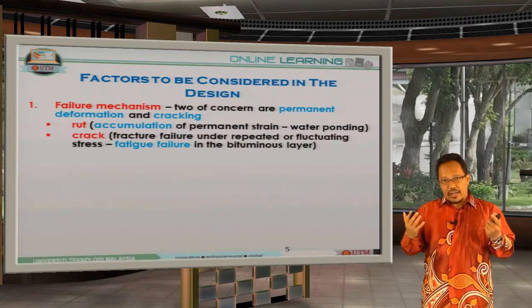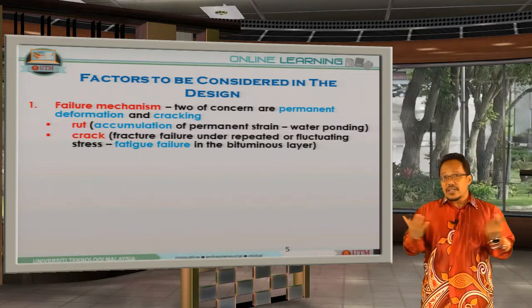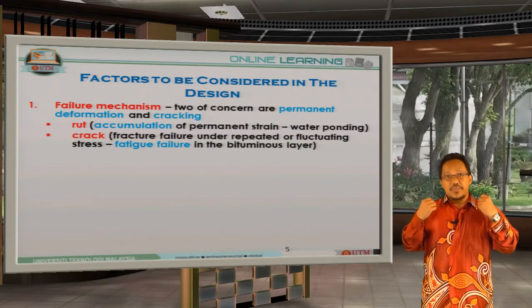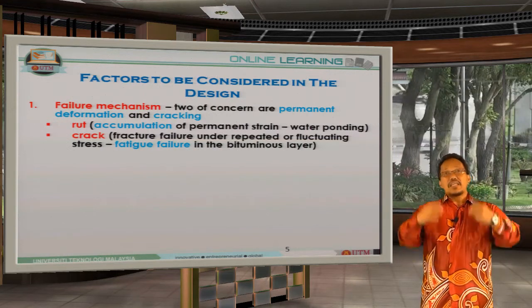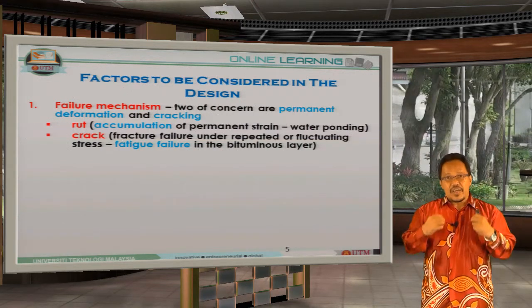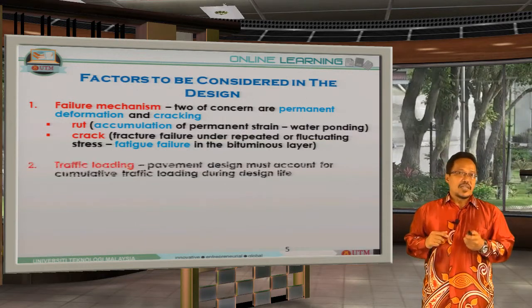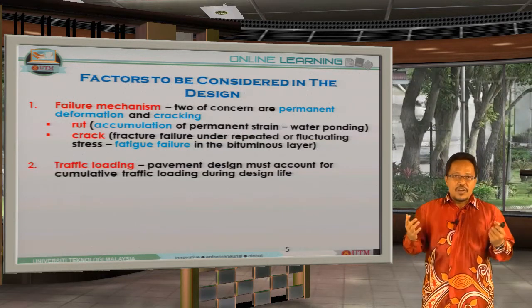Second, crack. What is crack? That is a fracture failure under repeated stress, and it may also come from fatigue failure of the bituminous layer. That's the first one. Second one is traffic loading.